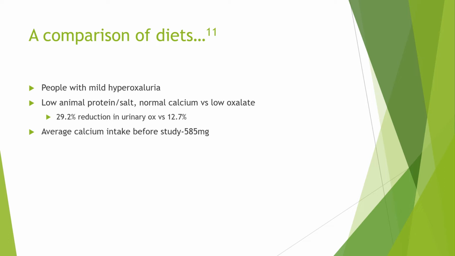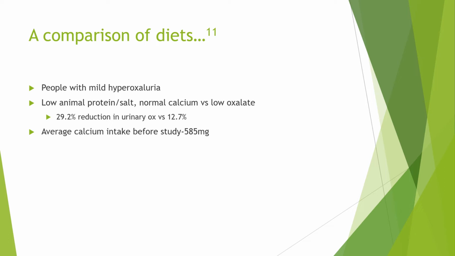And they compared this to a traditional low oxalate diet in people who produce kidney stones. And what they found was the people who ate this low animal protein, low salt, normal calcium diet had a 29.2% reduction in urinary oxalate. In other words, a 29% reduction in their oxalate exposure compared to a 12.7% reduced urinary oxalate excretion in the low oxalate diet. So they more than doubled the amount of reduction. So this low animal protein, low salt, normal calcium diet reduced oxalate exposure by more than twofold versus a low oxalate diet.